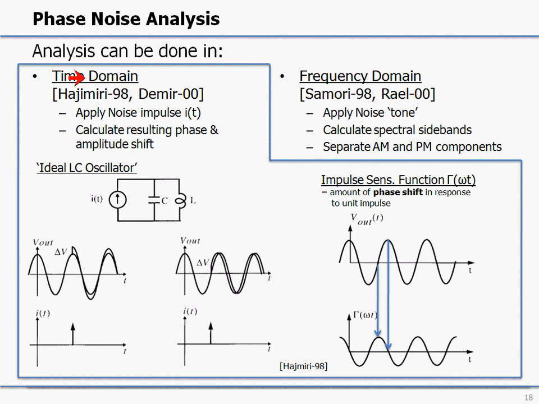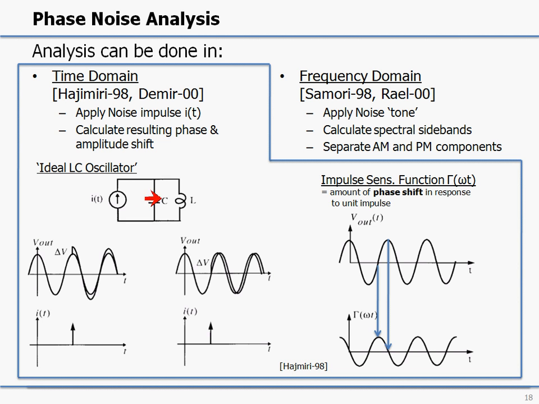Another approach is to use more of a time domain approach, where an impulse is injected into the oscillator at different times, and then it is studied what the effect of this noise impulse is on phase shifts and amplitude shifts in the oscillator. And I'm going to go through this primarily in a qualitative manner.